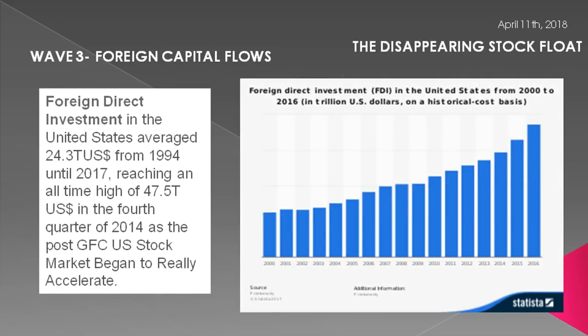The third phenomenon is the amount of foreign direct investment that has been flowing to the U.S. The U.S. averaged $24.3 trillion from 1994 until last year. It reached an all-time high of $47.5 trillion in the fourth quarter of 2014 as the post-Great Financial Crisis U.S. stock market rally began to accelerate with massive central bank liquidity injections.